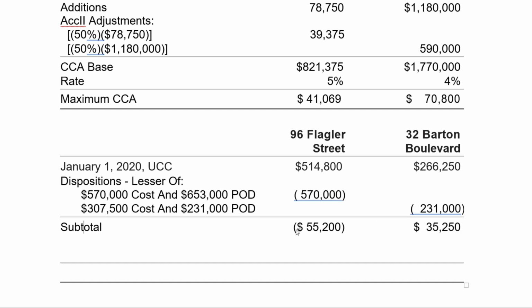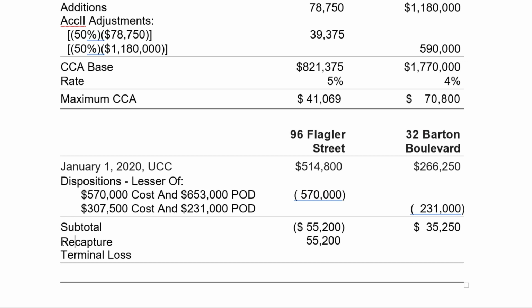Now, this cannot remain this way. We cannot leave Flagler Street having a negative balance or Barton Boulevard having a positive balance because both of these properties were the only assets in the class and they've been sold. There's no assets left in the class. So we must deal with this. We cannot leave a positive balance unattended if there's no asset attached to it. And we cannot have a negative balance in a class.